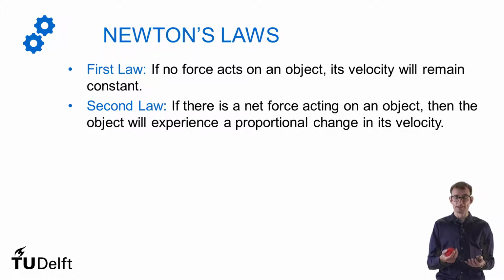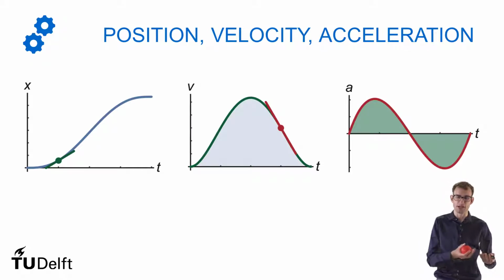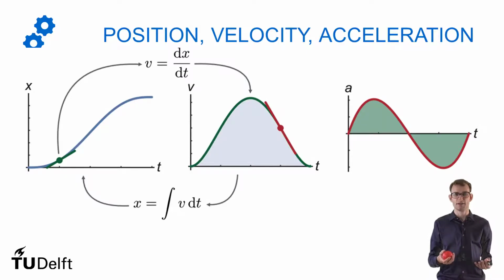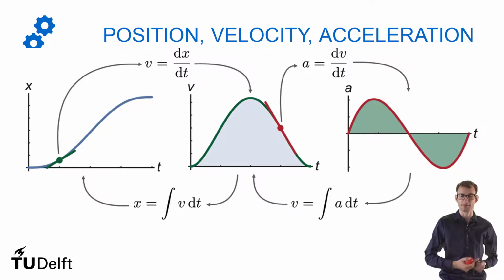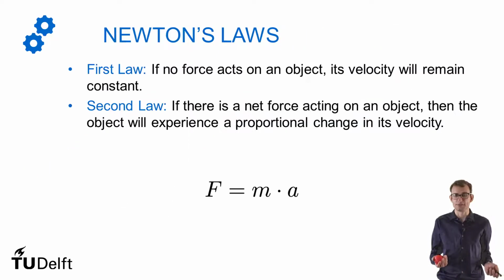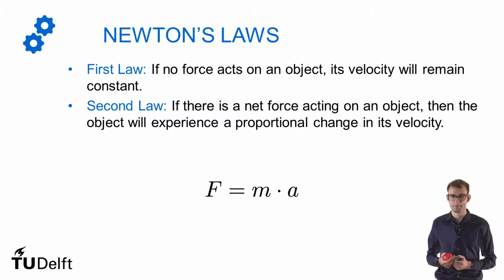To quantify this, we need to quantify changes in velocity. Well, we just saw that velocity was changes in position, the time derivative of position. Now the change in the velocity itself is known as the acceleration. And it works in exactly the same way. The acceleration is the time derivative of the velocity. So if we know the force, we know the acceleration, and we can find the velocity by integrating, and then the position by integrating again. And this gives us Newton's second law in its most well-known form: F is m times a. The force equals the mass of the object times the acceleration.